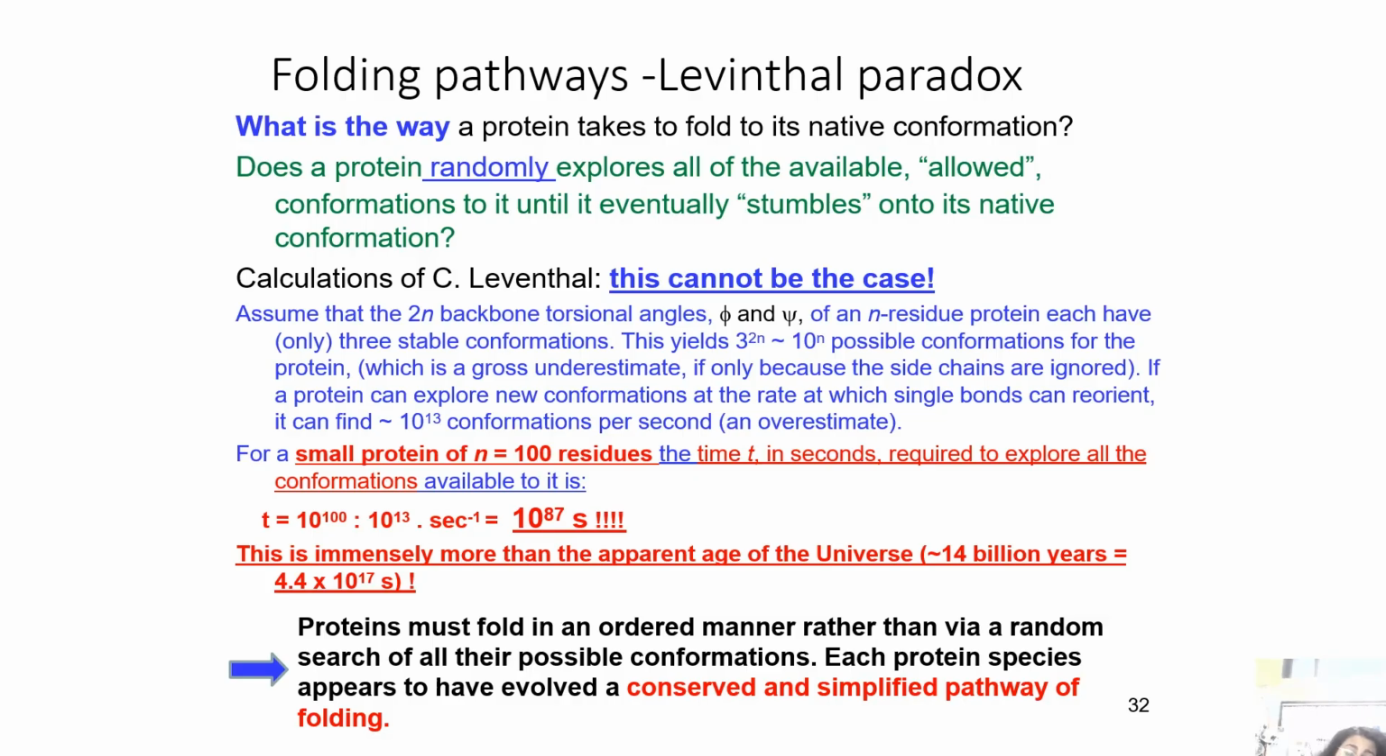This is immensely more than the apparent age of the universe, which is 14 billion years, right? So proteins must fold in an ordered manner rather than by a random search of all their possible conformations. Each protein species appears to have evolved a conserved and simplified pathway of folding.